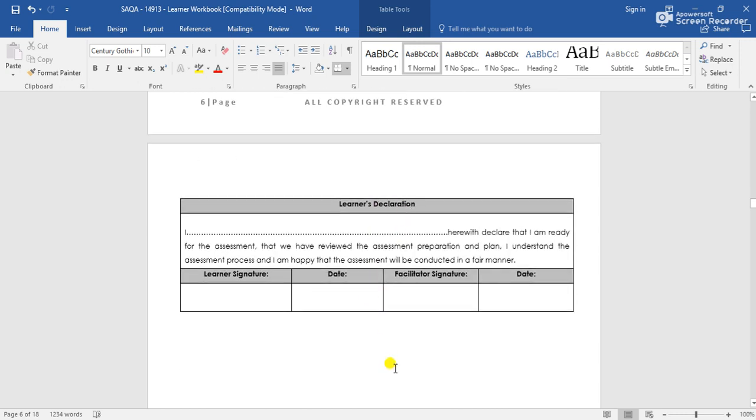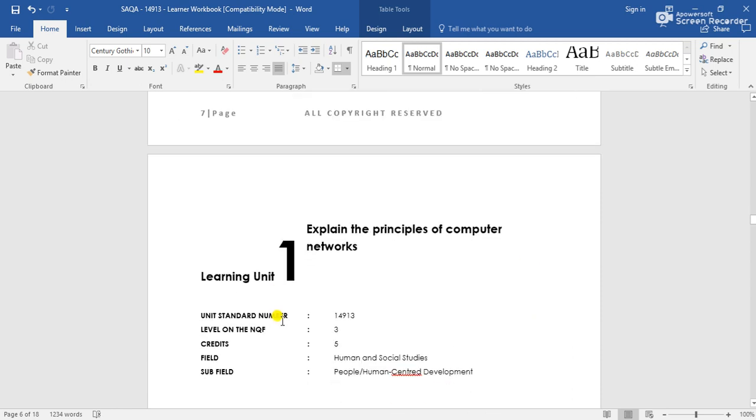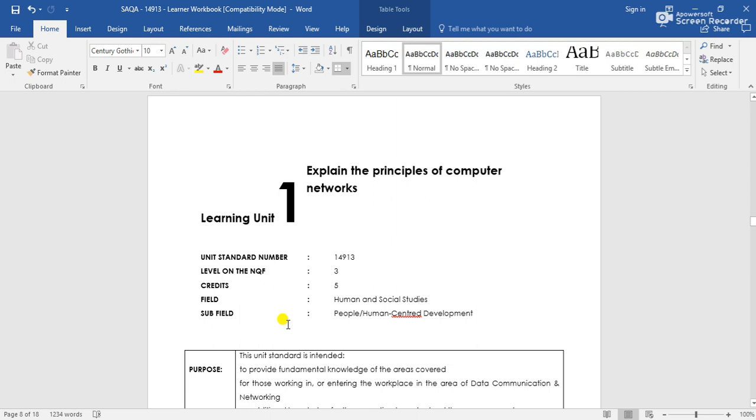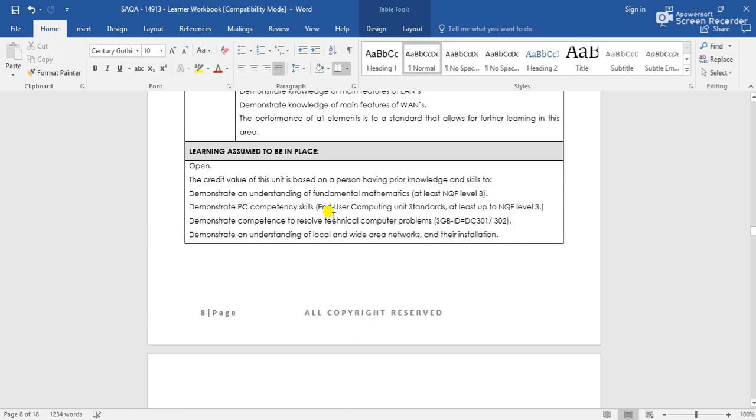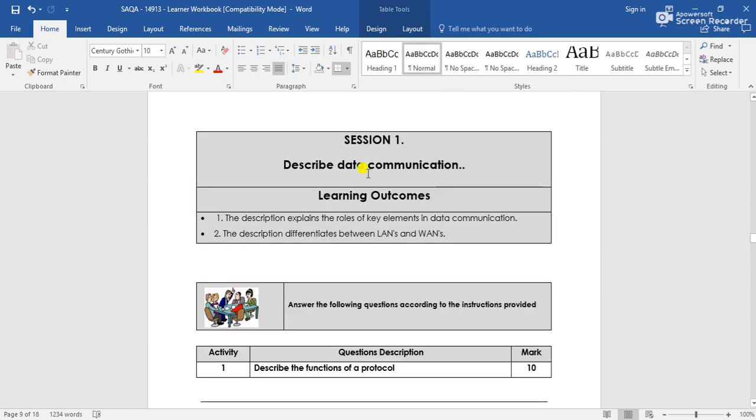The learner's declaration: I, the learner, declare that, but this is you as a learner. You need to declare that you are ready for the assessment, that we have reviewed the assessment preparation and plan, that you understand the assessment processes, and that you are happy the assessment will be conducted in a fair manner. You will need to sign and date, and I will sign as well and provide a date. So learning unit 1, explain the principles of computer networks. Let's quickly go through our activities for session 1.